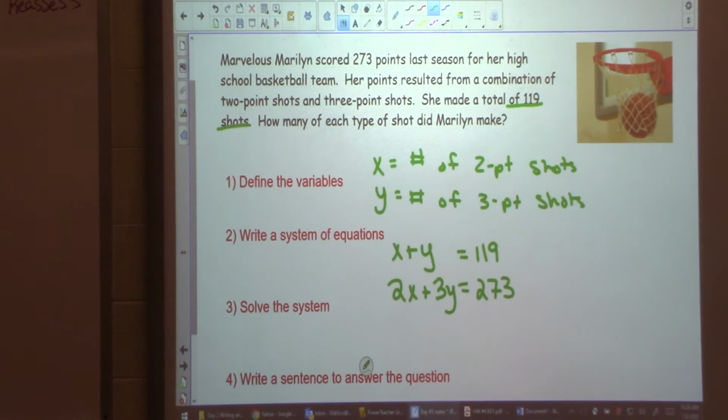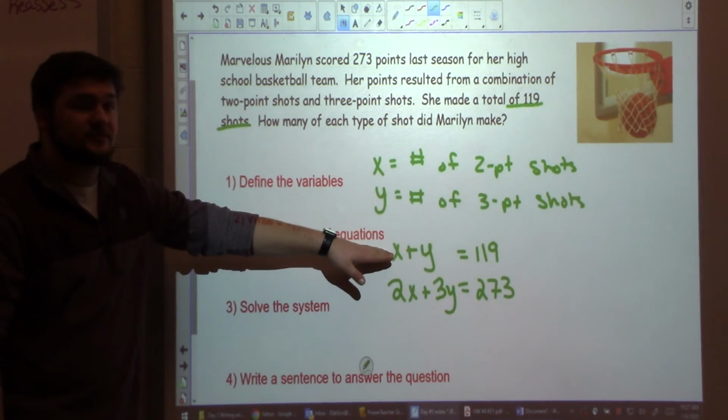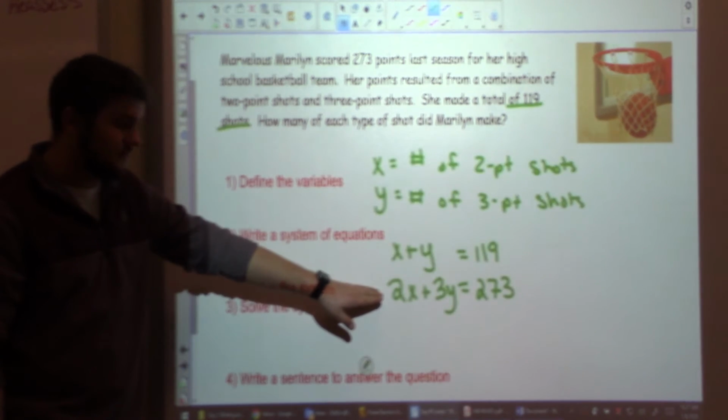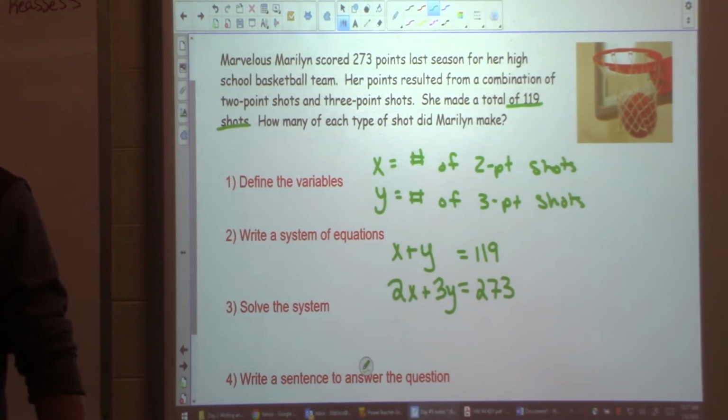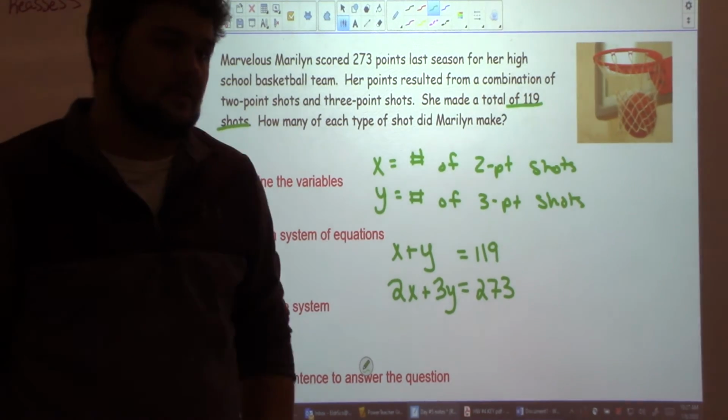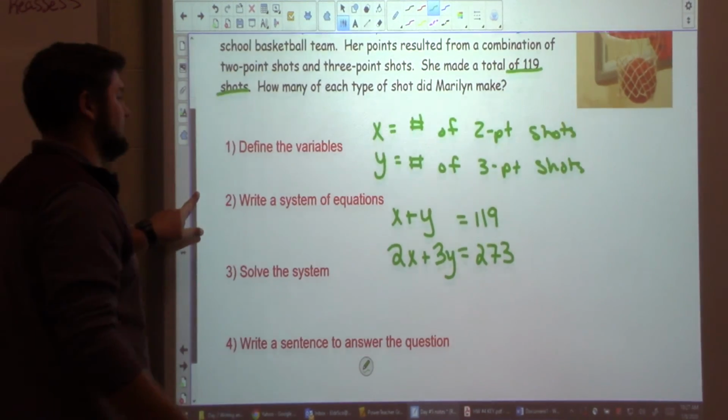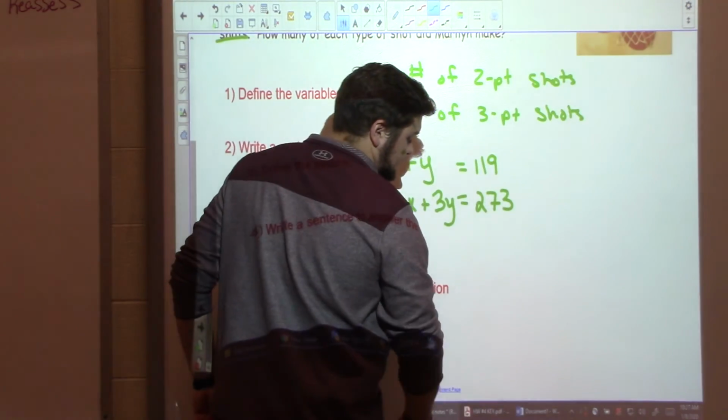This is the hardest part of the application problems, is setting up the equations. Once you get past here, smooth sailing. So make sure you're defining. This one's based off of shots. This one's based off of points. There should be a certain theme to each equation. Go ahead and solve it. I'm going to do it up here while you do it on your paper, and then we'll compare answers.